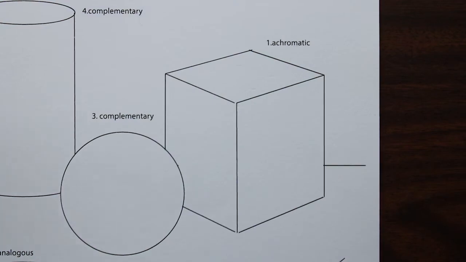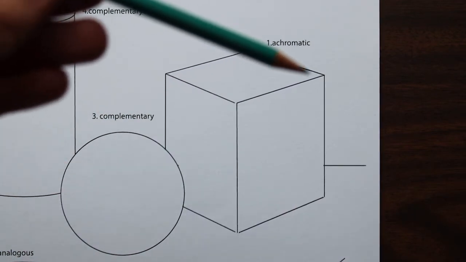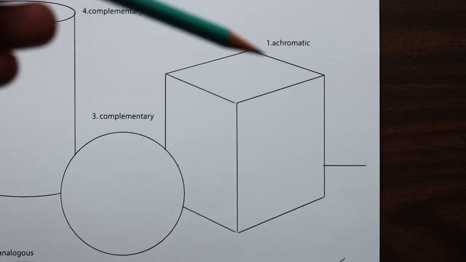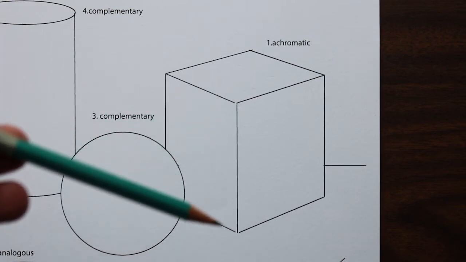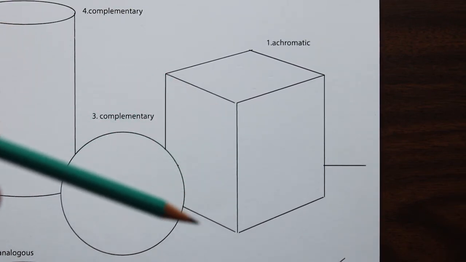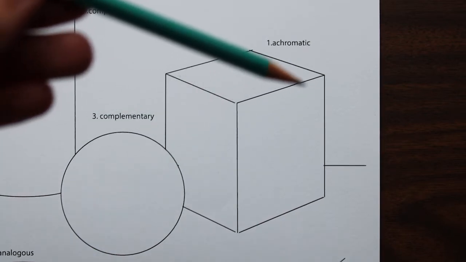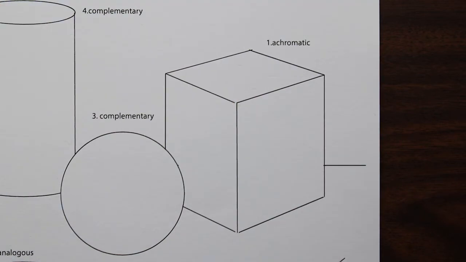For this first shape, our light source is going to be coming in from the top here, meaning that this shape on the top is going to be our lightest surface. Our shape down here is going to be our in-between value. And then this final shape on this side is going to be the darkest. So let me demonstrate what I mean by that.